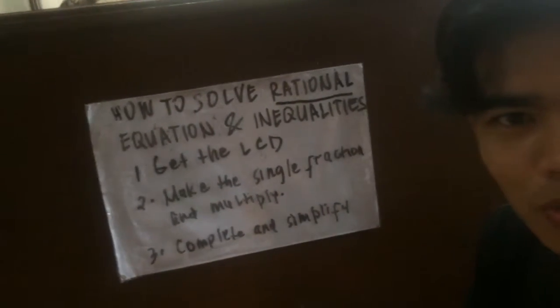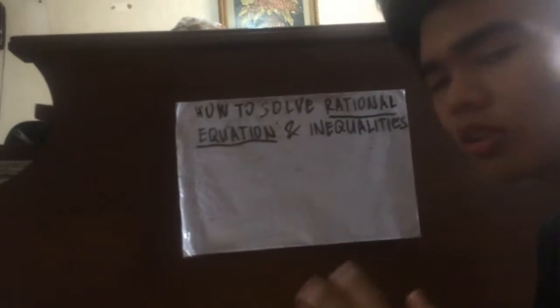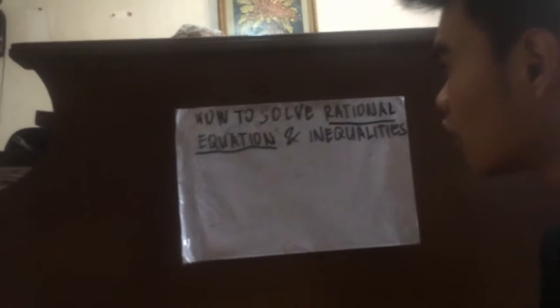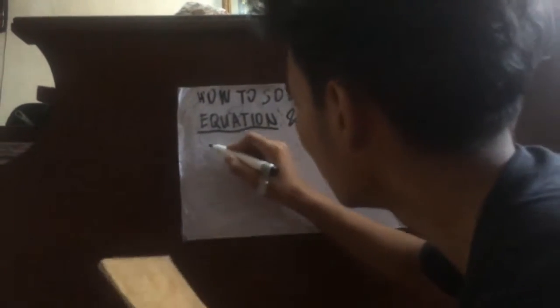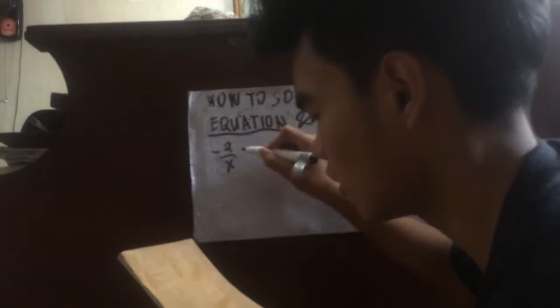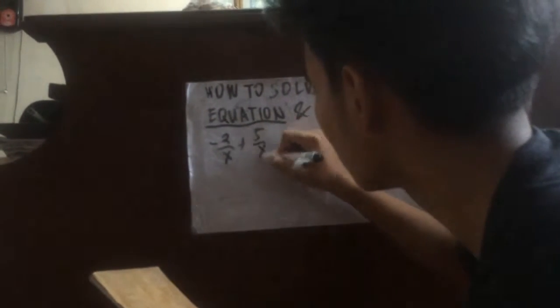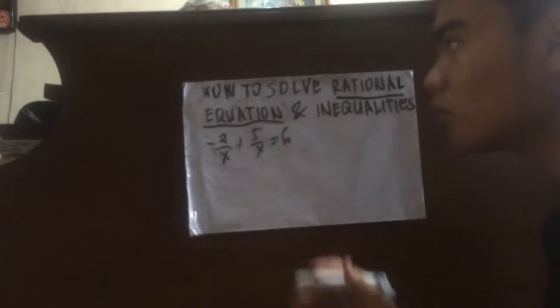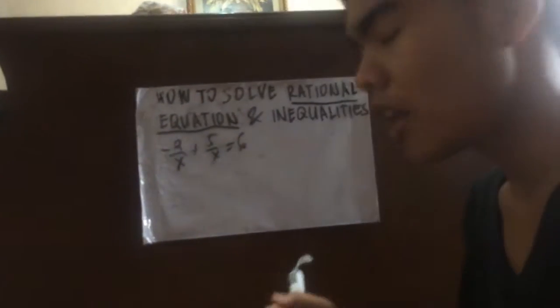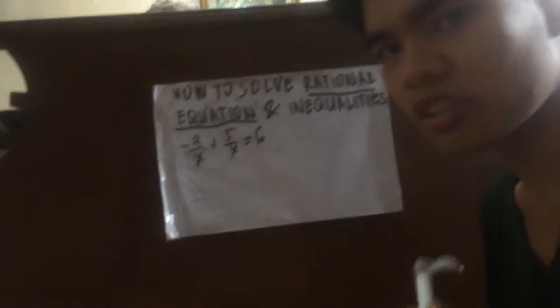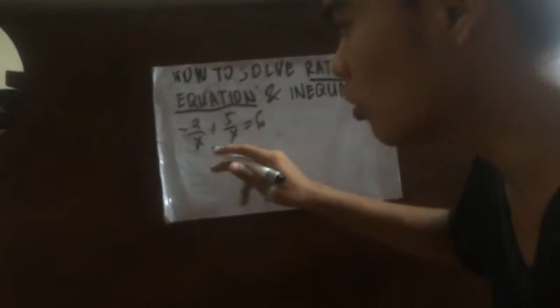Okay, nandito tayo para magbigay ng example ng rational equation. So, what is the example? Negative 2 over x plus 5 over x is equals to 6. So, this is the example of rational equation. Paano natin makukuha yung sagot? First, you need to get the LCD of the two fractions.